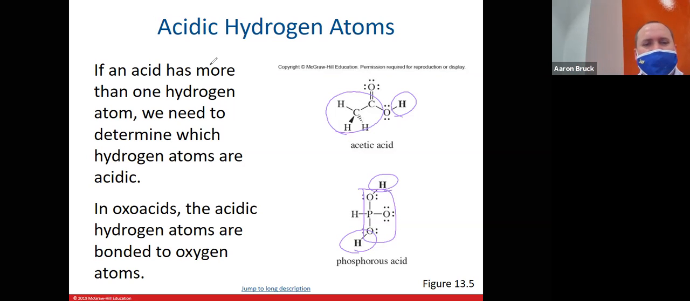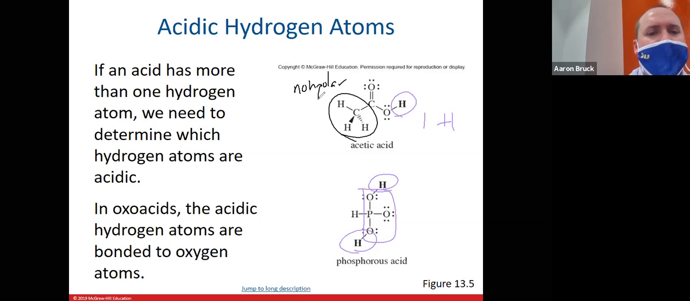So from this perspective, we have one acidic hydrogen in acetic acid. Even though there are 4 hydrogens in that acetic acid, notice that 3 of them are attached to this carbon. And if you recall, if we look at carbon to hydrogen as far as its bonding is concerned, these are non-polar bonds. And because of their non-polarity, they're going to be very difficult to break. They're going to be very difficult to separate.